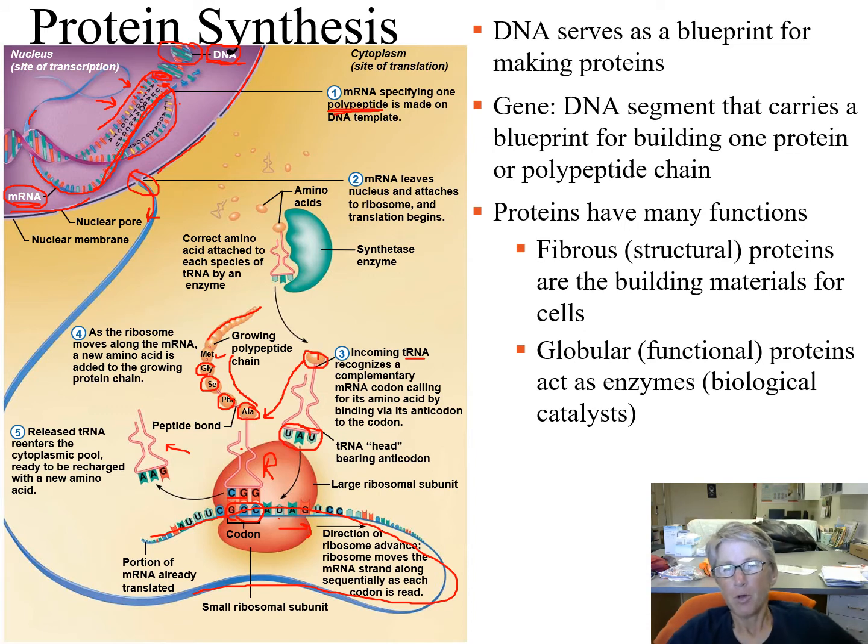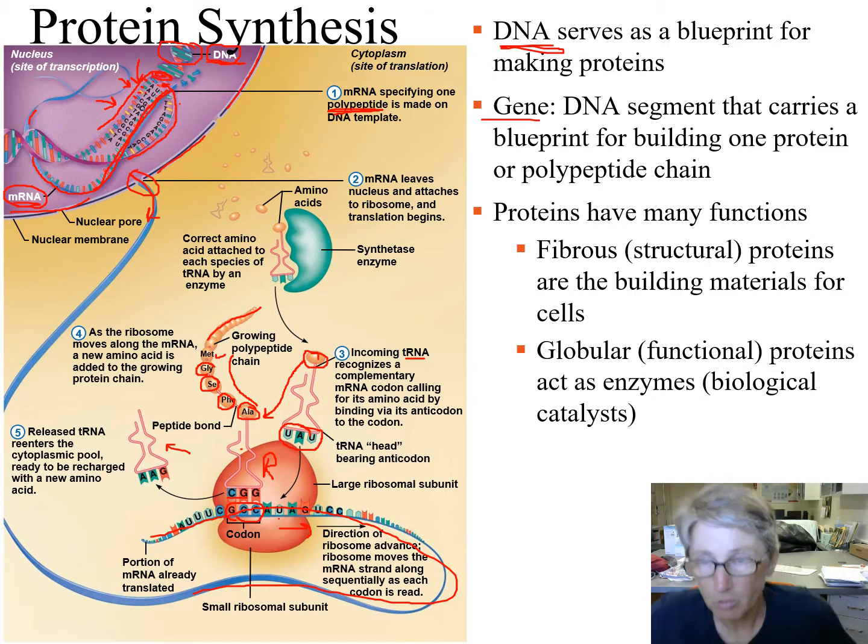Okay, so DNA, a lot of people like to say DNA is the blueprint for making proteins. So DNA in the nucleus here, this is the blueprint to actually make the messenger RNA, and then the messenger RNA makes the proteins. And then the definition of a gene for this cartoon is a DNA segment that carries a blueprint for building one polypeptide.